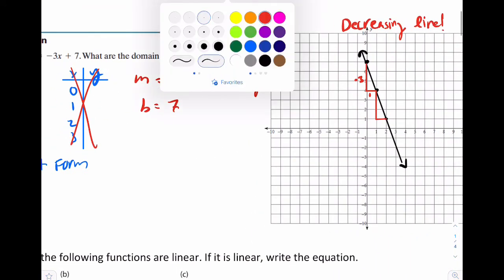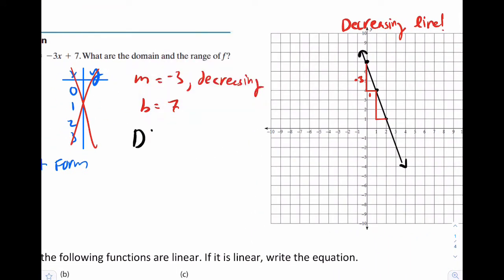Now for domain and range, for lines, it's pretty straightforward. Because the line goes up and down, left and right forever, the domain and range is simply everything. So anytime you're graphing a linear function, for domain and range, just write all real numbers and then you're good to go.